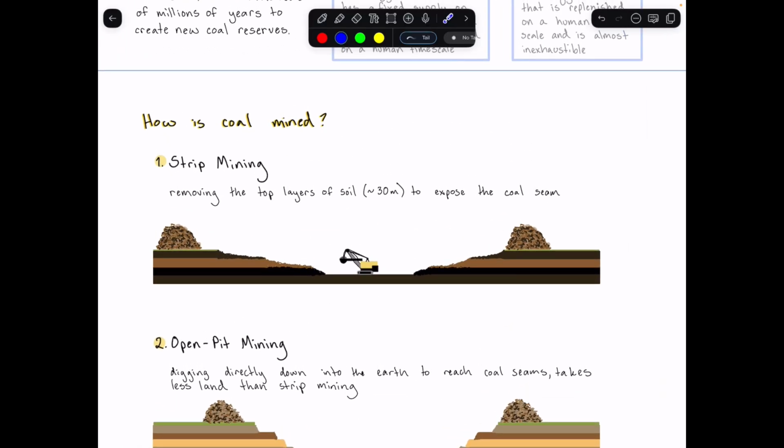So strip mining is used when the coal seams are located relatively close to the surface, about 30 meters down or about 90 feet. And in strip mining, the vegetation and the top layers of soil and rocks are removed by excavators to expose the coal seam below. So here you see there's some dirt here, and the coal seam is relatively close to the surface. Here you have a little excavator that can get the coal, and then here there are some piles of dirt, rocks, soil, sediment from this mining process.